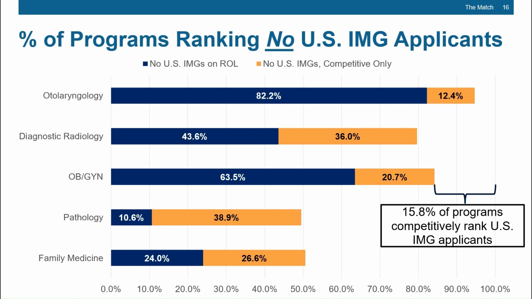Overall, we see a smaller percentage of programs that competitively rank US IMGs. Even in pathology and family medicine, only about half of the programs competitively rank US IMGs. This contrasts with DOs, where, with the exception of ODO, most programs in the other four specialties did competitively rank DOs.